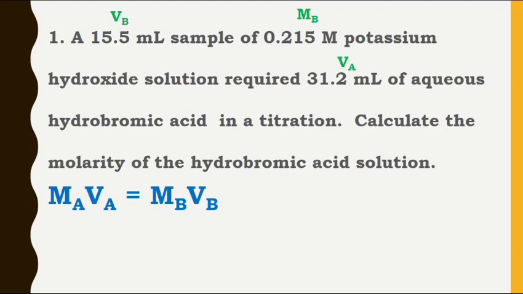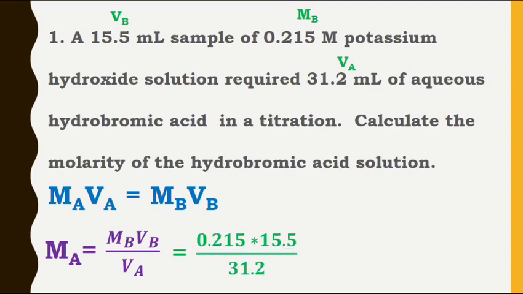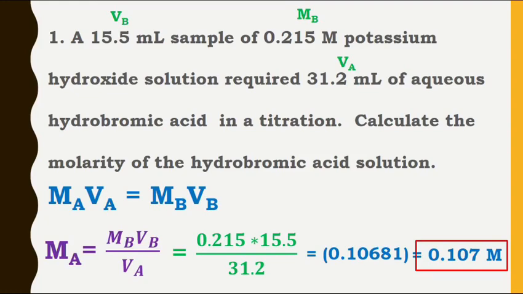So I can rearrange and solve for MA. The opposite side of MA's equation is MBVB, and then divide by MA's neighbor, which is VA. And since I had just found all those numbers, we just need to multiply and divide, get our answer. Here all of my numbers were 3 sig figs, so I just want to round this to 3 sig figs, and my 8 will round the 6 up to a 7, and 0.107 molarity is our answer.